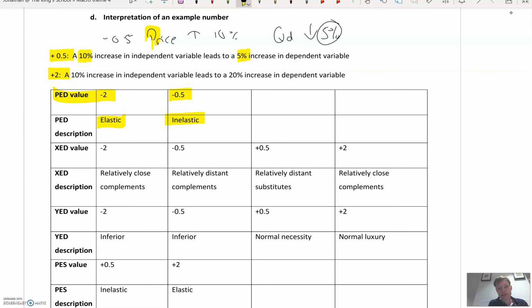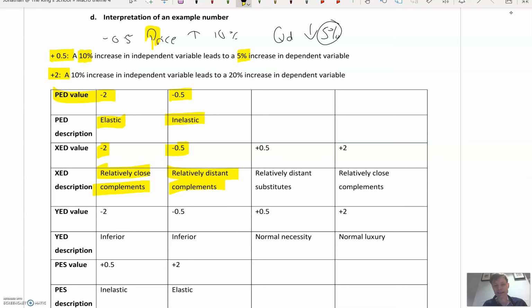XED. Here you've got both positive and negative. You could use -2: a 10% increase in the price of iPhones results in a 20% fall in the quantity demanded of AirPods. These are close complements. We might say that a 10% increase in the price of iPhones results in possibly a 5% fall in the quantity demanded for watches, Apple Watches. We could say that they're more distant complements.